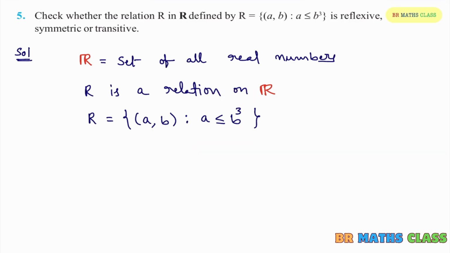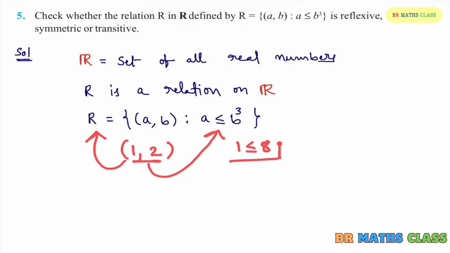I'll take a few examples here to understand this. For example, 1 comma 2. Is this ordered pair there in this relation or not? First point, 1 is a real number. Second point, 2 is a real number. Yes, both are real numbers. Correct. Second point, is this ordered pair satisfying this condition? In place of a, you write 1. In place of b, you write 2. 2 cube means 8. 1 is less than or equal to 8. Is it true? Yes, 1 is less than 8. Yes, this is true. As this is true, I can say that the ordered pair 1, 2 belongs to this relation. I hope you are understanding.